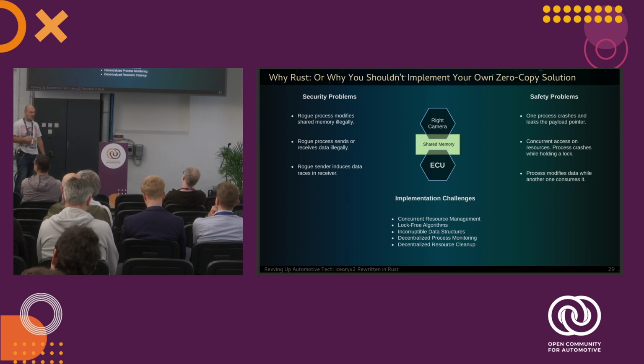And also, by accident, it can happen that a sender sends out data, and later, after it has sent the data, because it's in shared memory and it has write access to it, it can modify the data afterwards and thereby cause a data race in the other process.